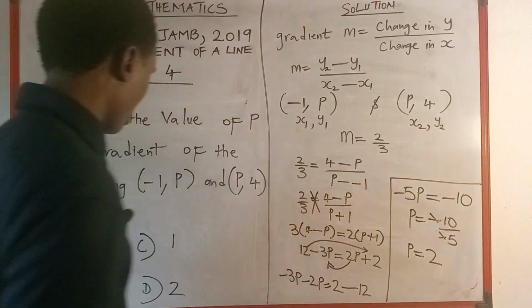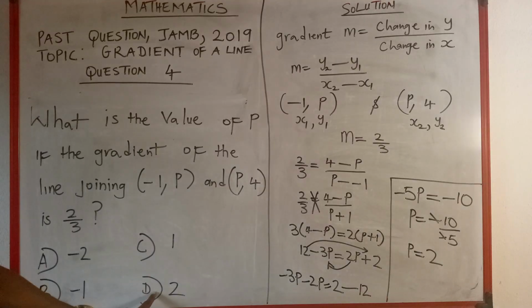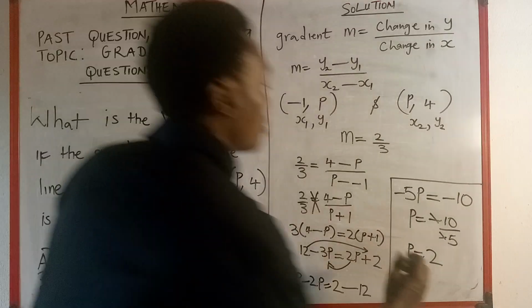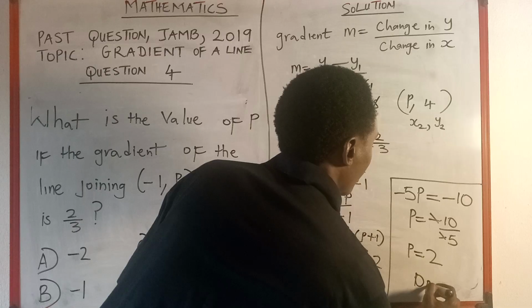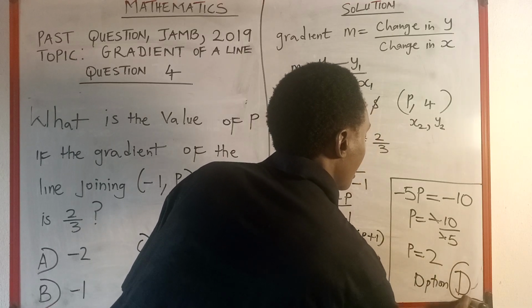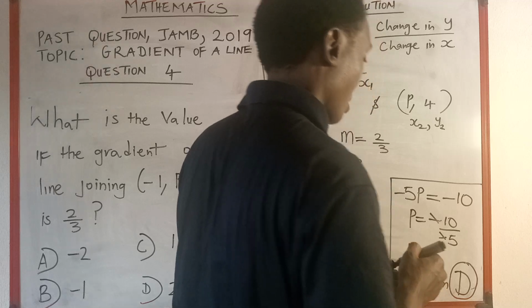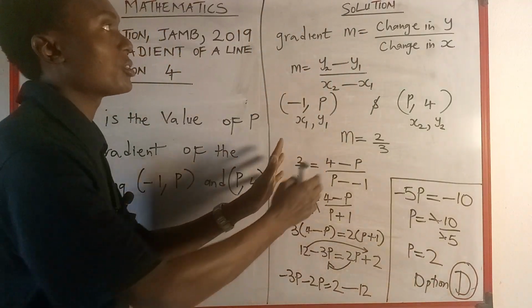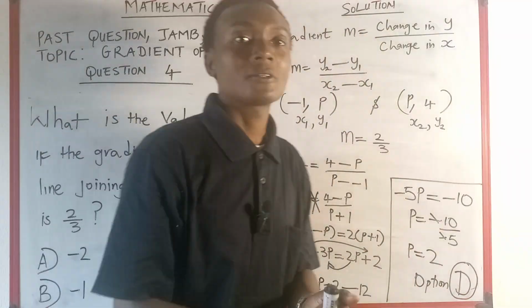You go back to your options, and the option there is D. And that is the correct answer. So option D, and that is our answer. And this is how you solve questions involving gradient.